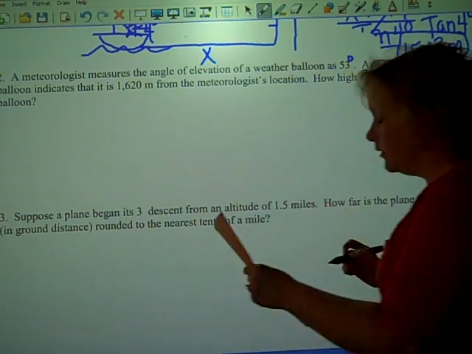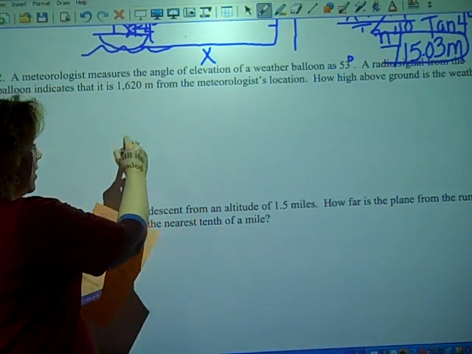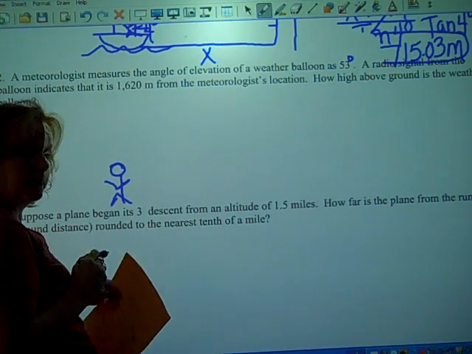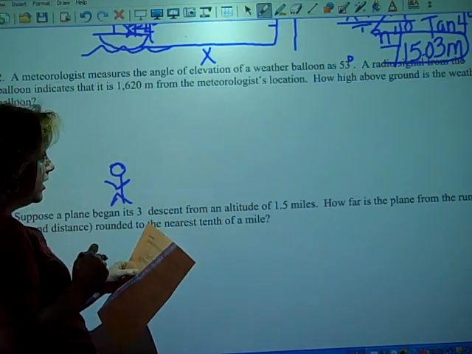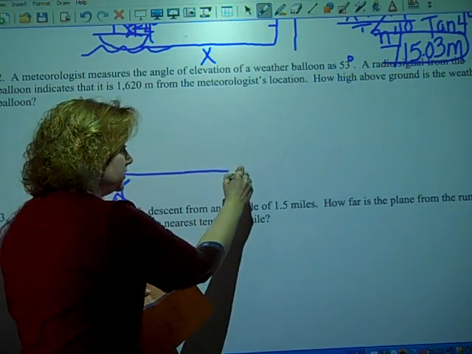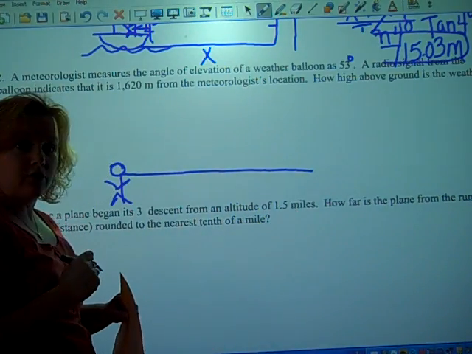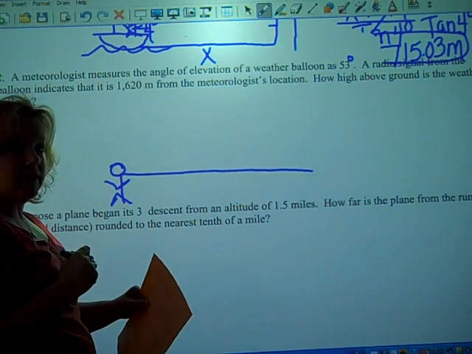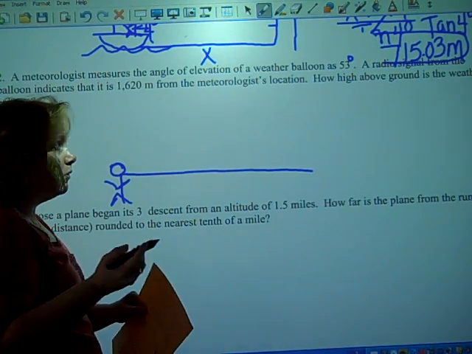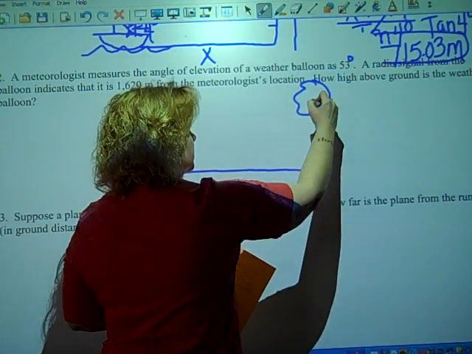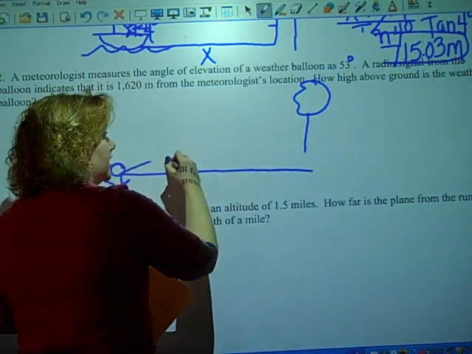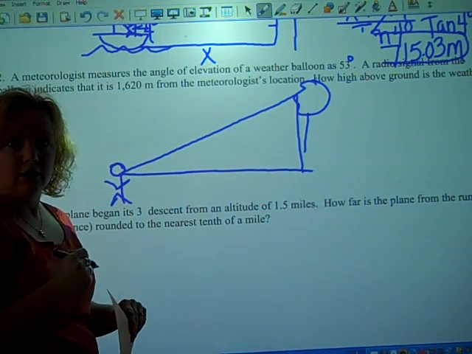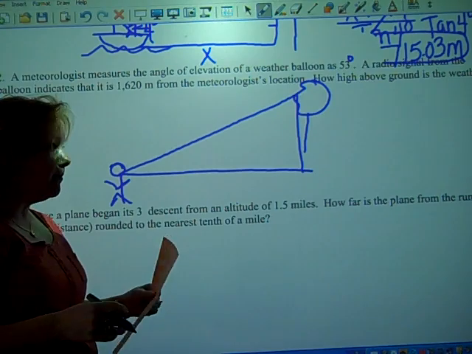All right, so here we are. Here's the guy. He's down at the bottom. Here's my meteorologist, right? Here's his line of horizon. Remember, you're going to draw that line of horizon first, always. And what's he looking at? A weather balloon. So my balloon's up here somewhere. He's looking at it. Have I just created a right triangle? Yes. Okay, now I need to label it.